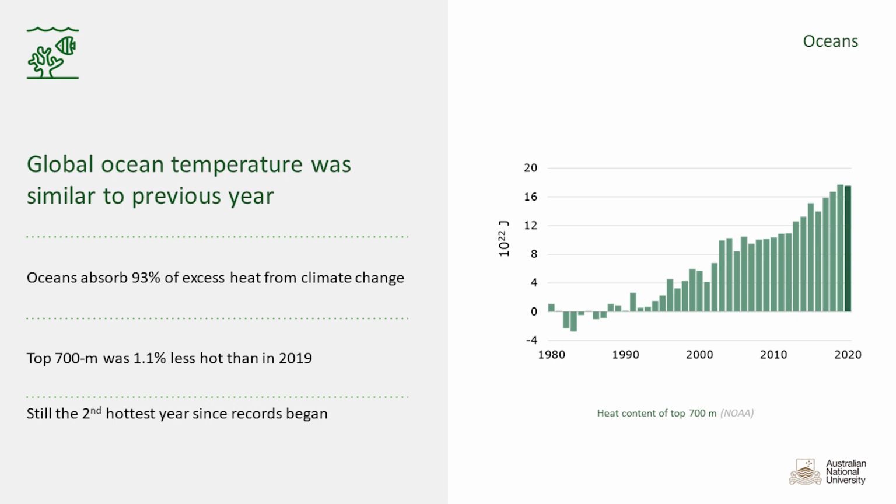Global ocean temperature was similar to the previous year. The ocean absorbs 93% of excess heat from climate change, and the top 700 meters of the oceans was 1.1% less hot than in 2019. However, it was still the second hottest year since records began, and there's a very clear increasing trend.